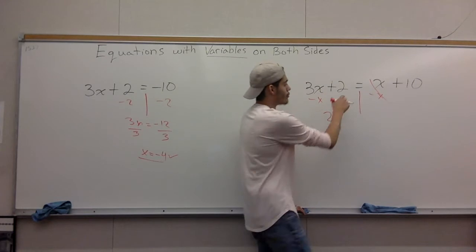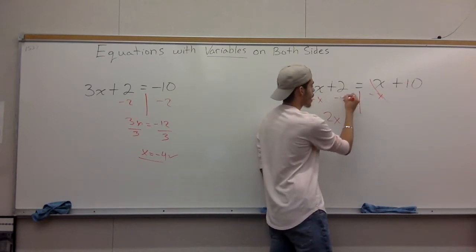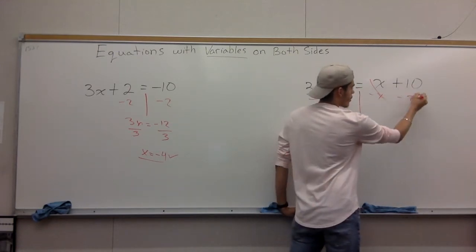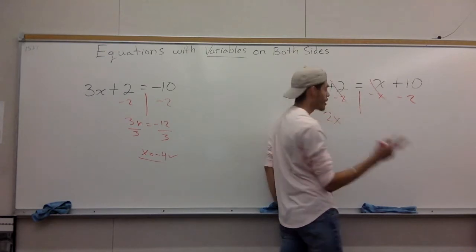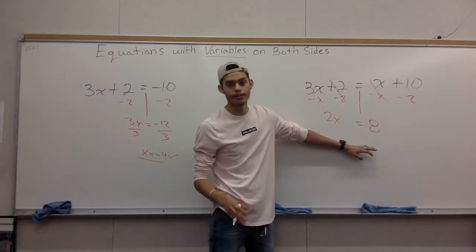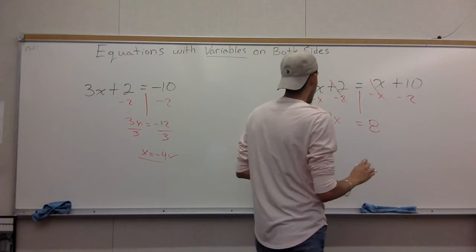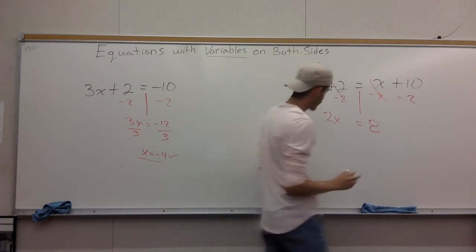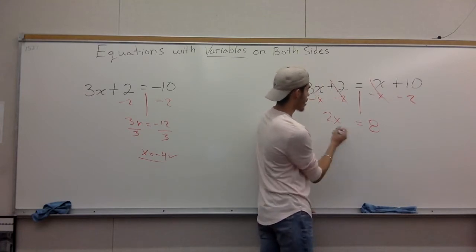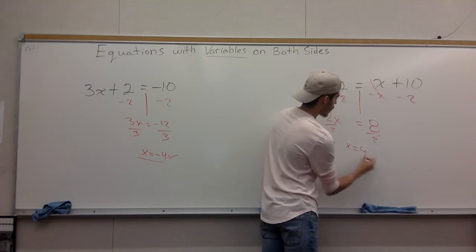Now, move the regular numbers to the opposite side. We have this plus 2 right here. You subtract 2 from both sides. Okay? Positive 10 minus 2 equals 8. Now what is this, what we have here? A two-step equation. Now we have 2x equals 8. You divide by 2 on both sides. x is equal to 4.